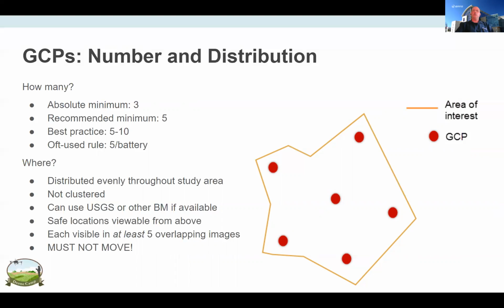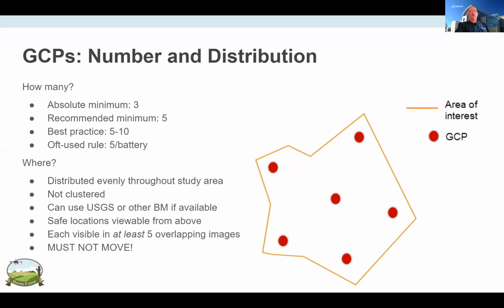Some people use the rule that, depending on the size of their study area, they are going to use a number of batteries to fly, and they say, well, we want to get 5 GCPs per battery. That's one rule that people use. So generally, the bigger the area, the more you're going to want, but 5 to 10 in a reasonable size area is a good ballpark.